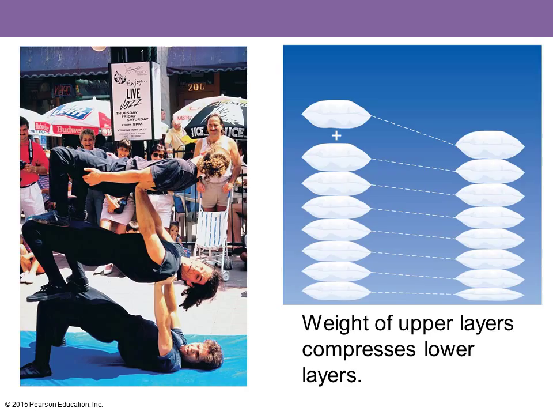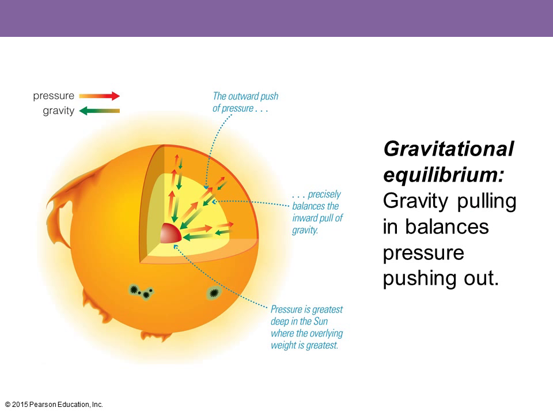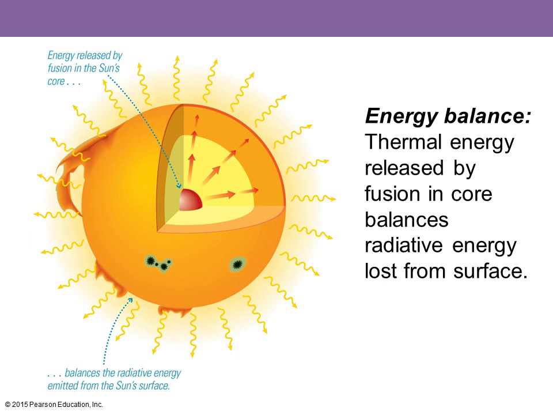What we have to remember about the internal structure of the Sun is that there's a tremendous weight overlying the core, the innermost layers of the Sun. So that's going to compress those layers. Gravity is going to pull things in, of course, but the pressure of the Sun burning is going to generate pressure outward. So fortunately, we have an equilibrium between pressure and gravity that keeps the Sun at about the same size. We also have an energy balance.